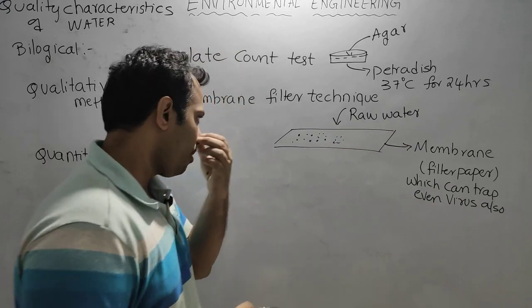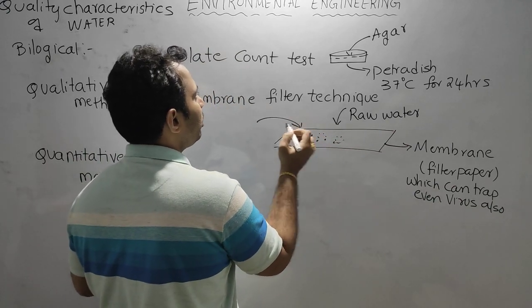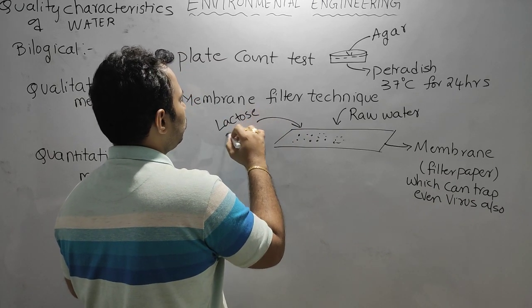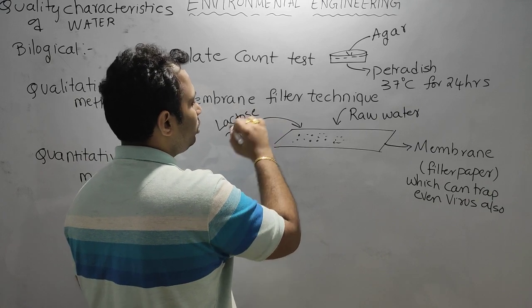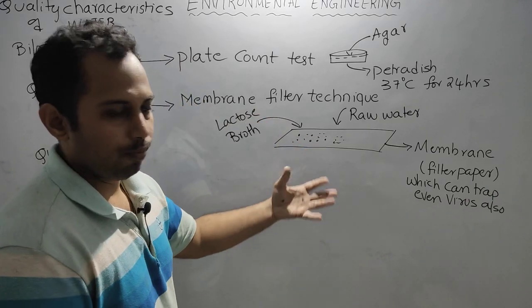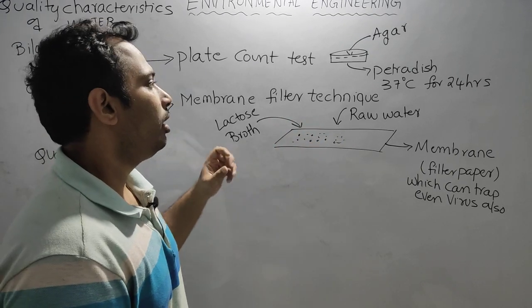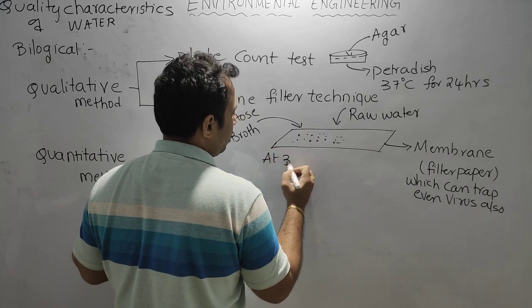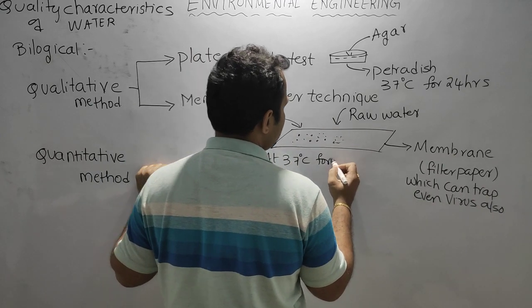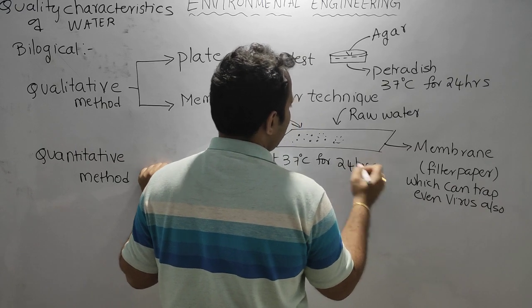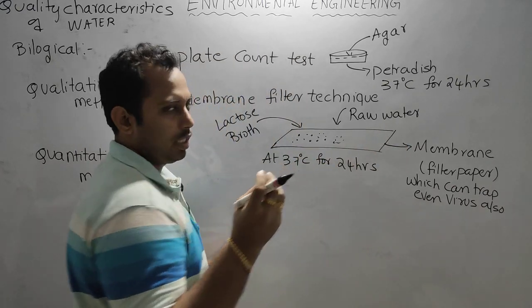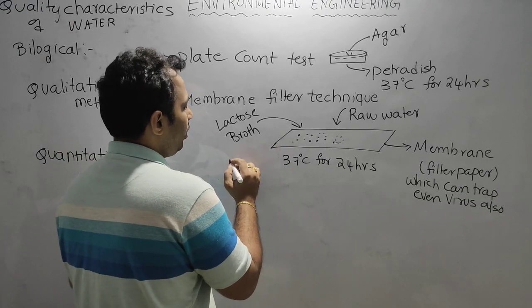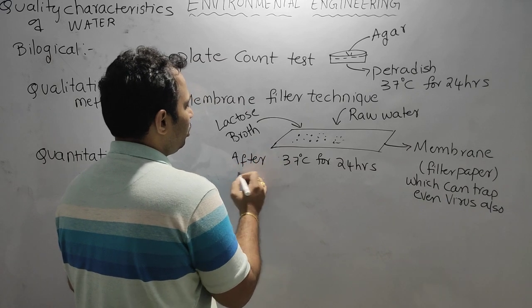Now, on the top of the membrane, we will also give some kind of nutrient, like lactose broth. Using this nutrient, the microorganisms will grow at 37 degrees temperature for about 24 hours. If you observe the filter paper, pink color patches will form.